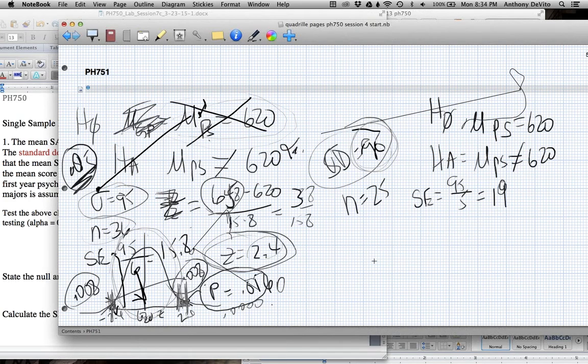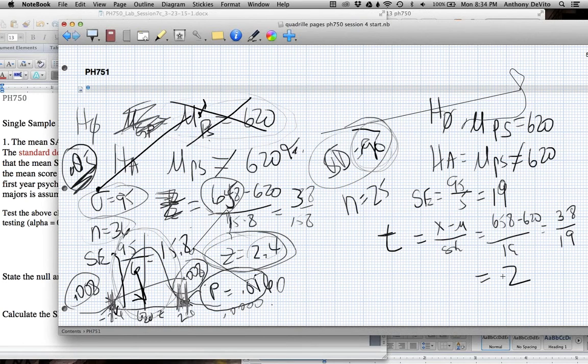Okay, so now let's do this again. Let's calculate a t-score this time. We have to calculate a t-score because we don't know the population standard deviation, right? We based it on our sample standard deviation, and it's a sample size less than 30. So t is equal to x minus mu over the standard error, which is 658, just like before, minus 620, over 19, is 38 over 19. That's an interesting number. T is equal to 2.